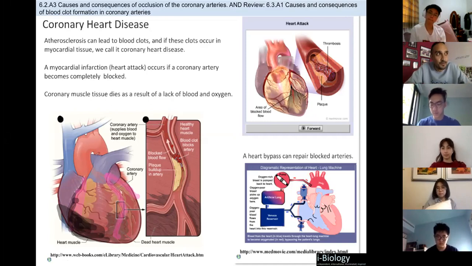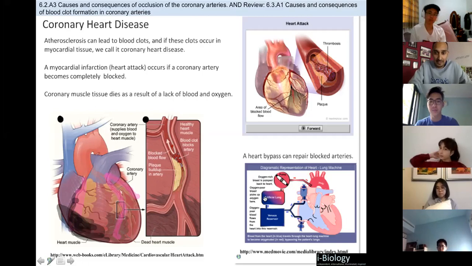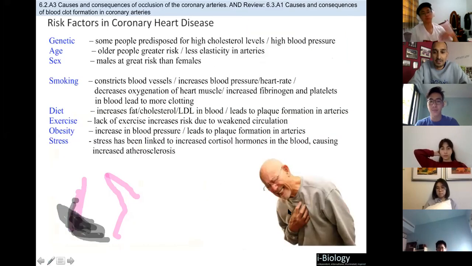So the symptoms are very difficult to detect. That's why prevention is actually the easiest way to avoid these coronary heart disease issues. So you see things like this.